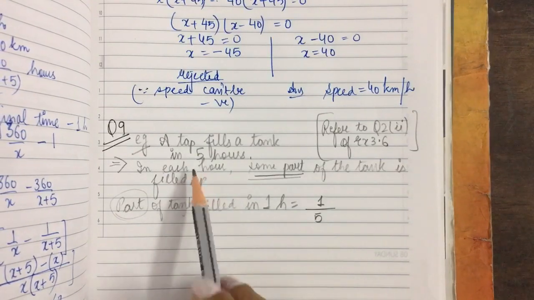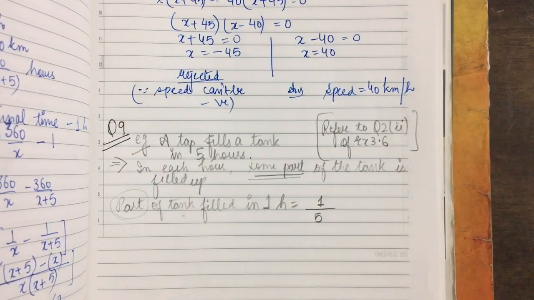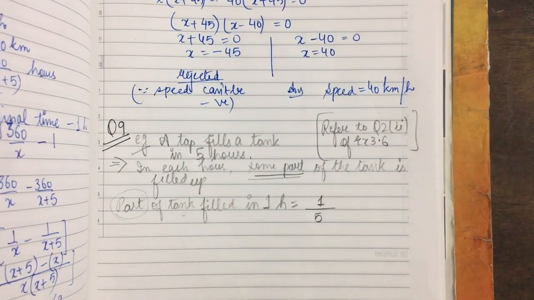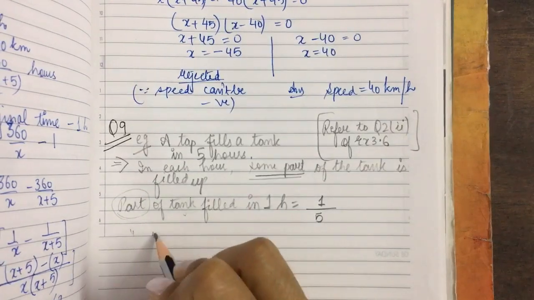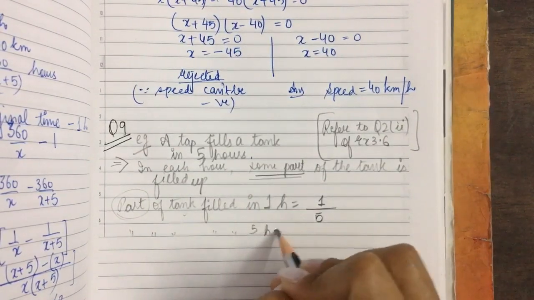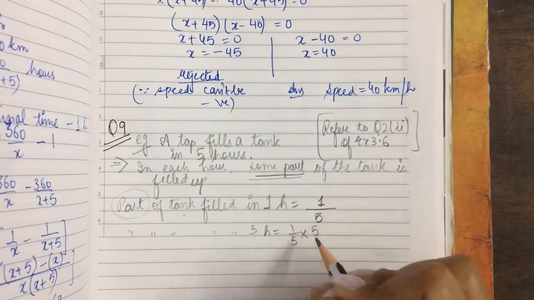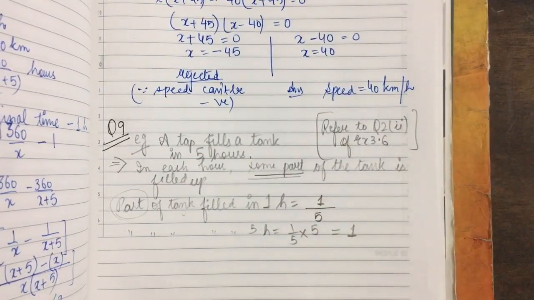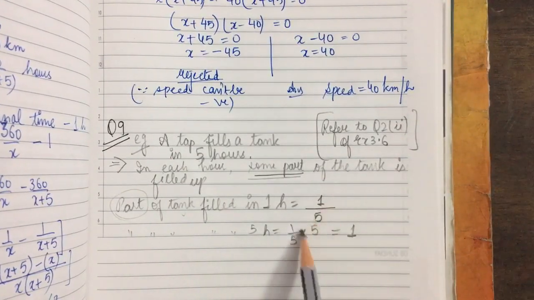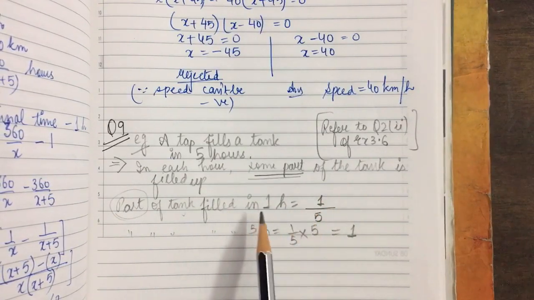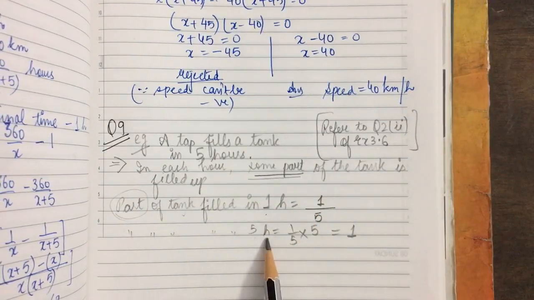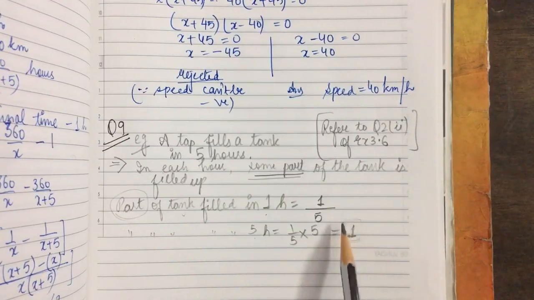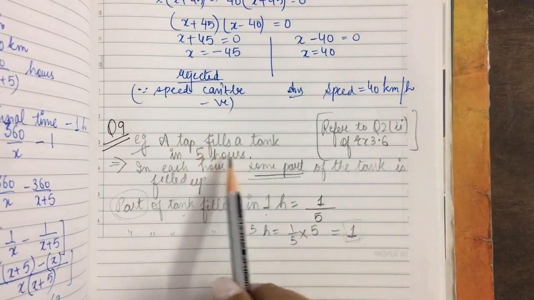If we consider that the total time taken is 5 hours, then part of tank filled in 5 hours will be equal to 1 by 5 multiplied by 5. This will be equal to 1. If 1/5 portion of the tank is filled in 1 hour, then in 5 hours the whole tank will be completely filled up.